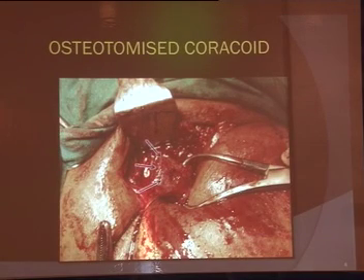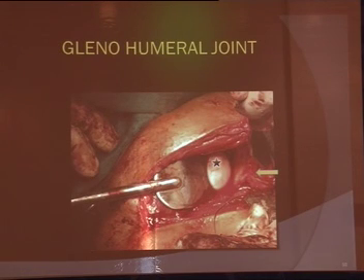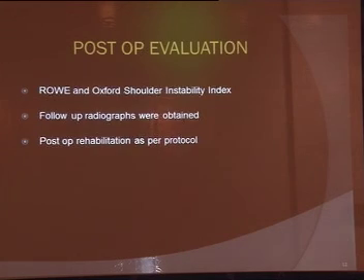The osteotomized coracoid process is prepared with two drill holes placed at a distance of 1/2 inch. The capsule and glenohumeral joint are exposed by placing an anterior incision in the subscapularis muscle, keeping the lower 1/3 of the subscapularis intact. The coracoid process is placed at the anterior edge of the glenoid and fixed with two cancellous screws, thereby reconstructing the glenoid arc. And the subscapularis is repaired.